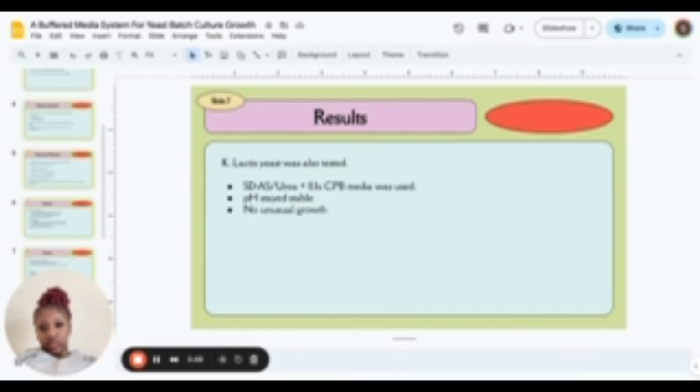K. lactis yeast was also tested. The 50-50 mix plus the 0.1x CPB buffer was used. The pH stayed pretty stable, and there was no unusual growth.